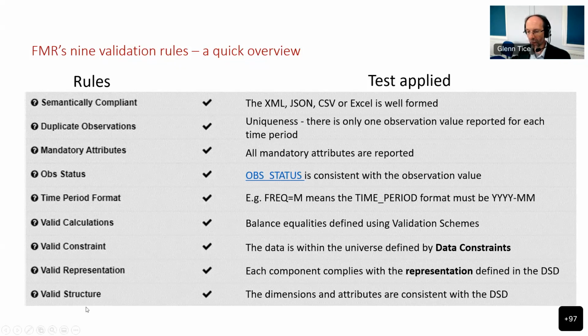So last but by no means least, valid structure. This is actually relatively straightforward, relatively simple. This just simply checks that the data in the data set is consistent with the structure of the data structure definition. So the data structure definition defines a number of dimensions, a number of attributes. So the data is considered structurally valid if it has the correct number of dimensions, the correct dimensions, and the correct attributes, which are defined in the data structure definition.